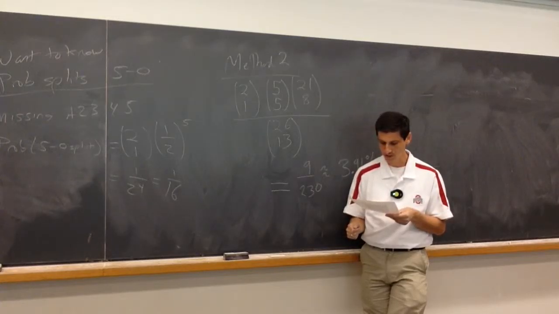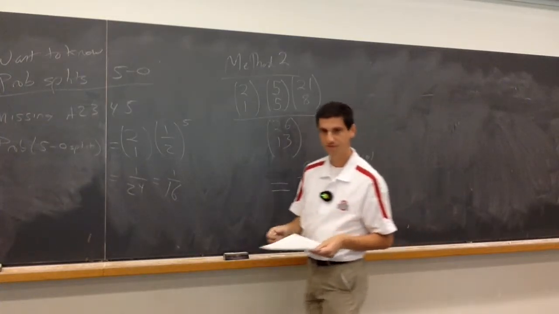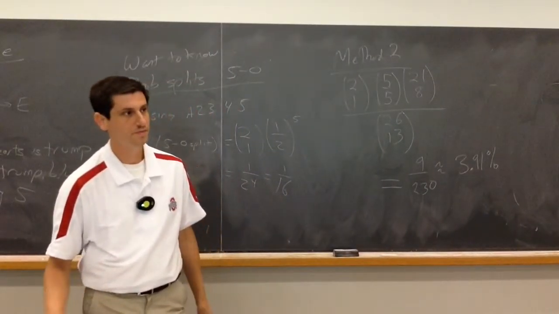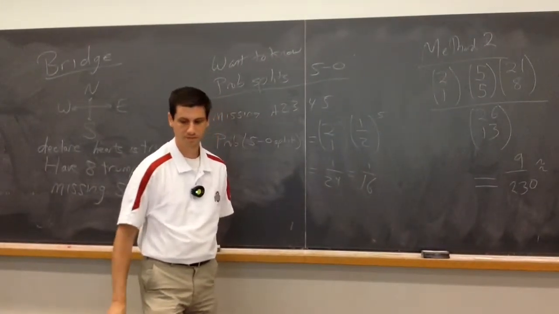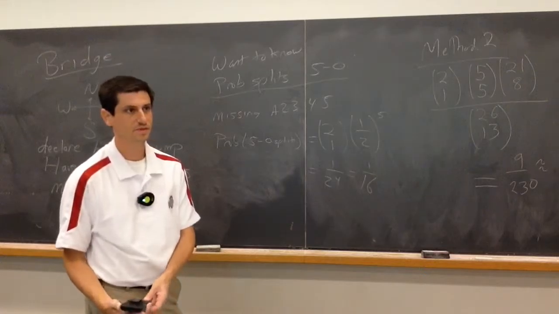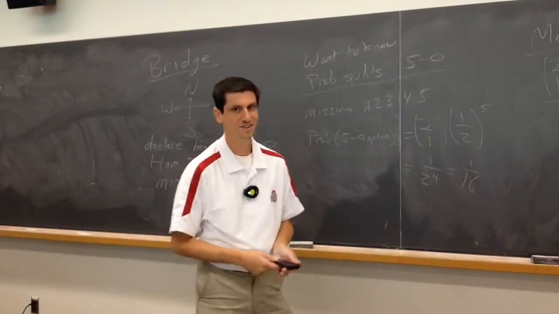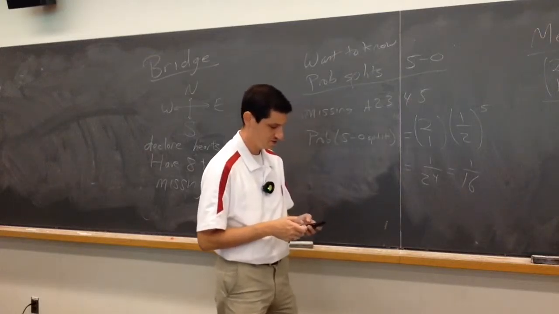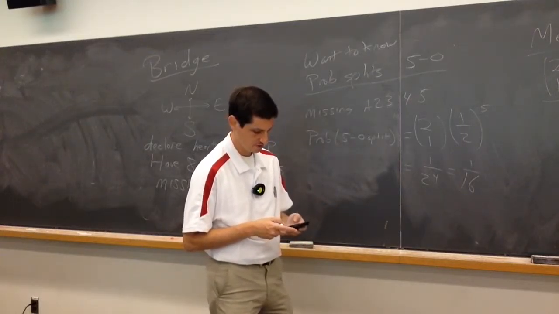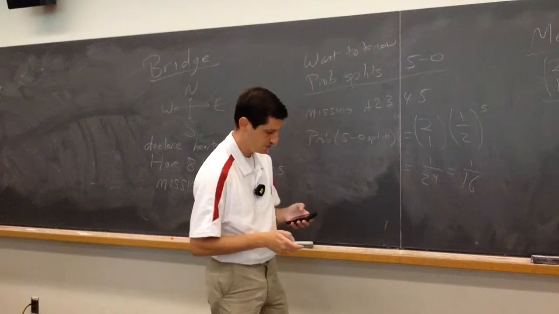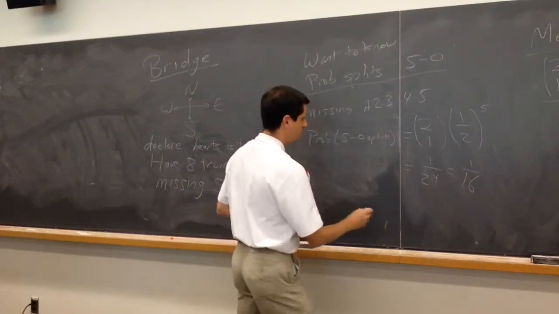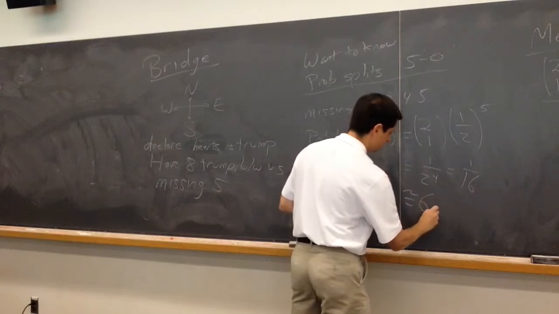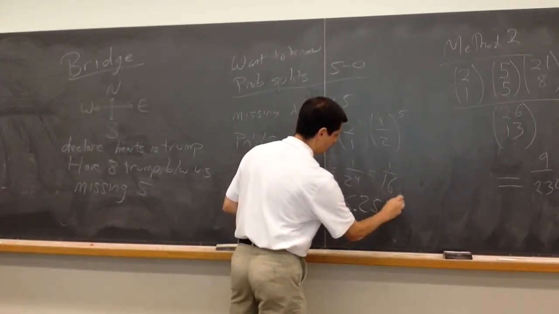Anybody know roughly what 1/16 is? 0.0625, I think. 1 divided by 16 is 0.0625. So this is approximately 6.25%.